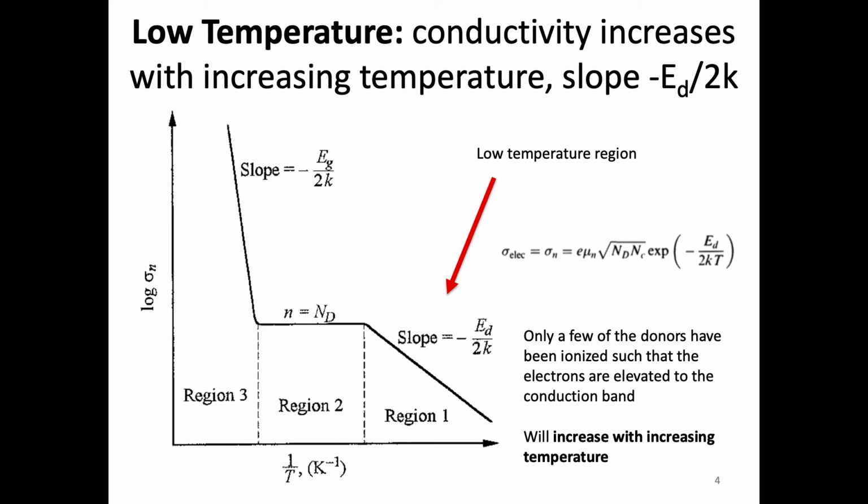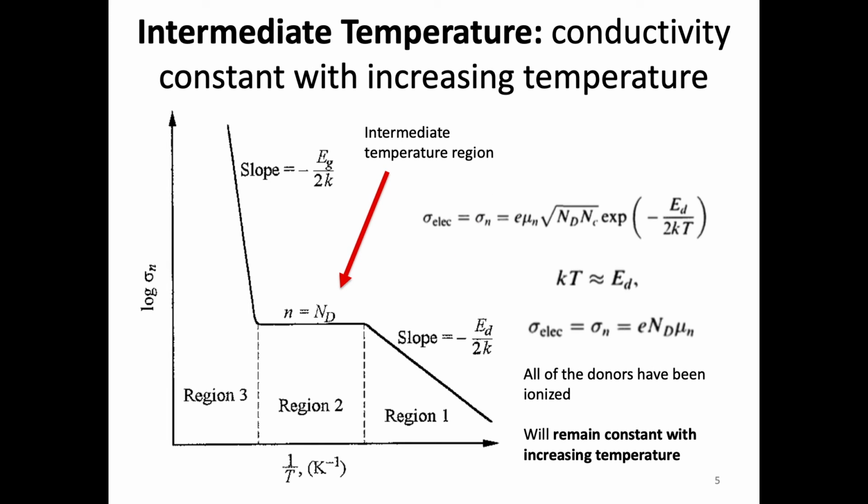And so in this low temperature region, the conductivity is going to increase with increasing temperature, and it's going to do so with the slope related to the donor level over 2k. And so that also means that we can look at the conductivity, and that's going to be related to that same term up here. So that's the first region, low temperature, where those donor electrons have not been elevated to the conduction band. All right, so that brings us to the intermediate region, region 2.